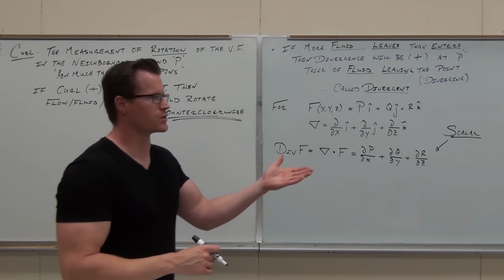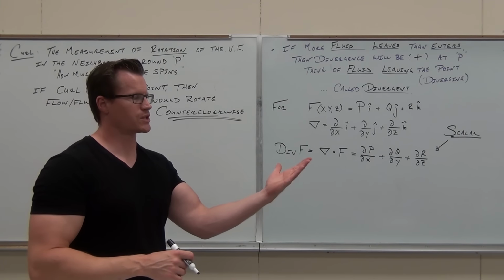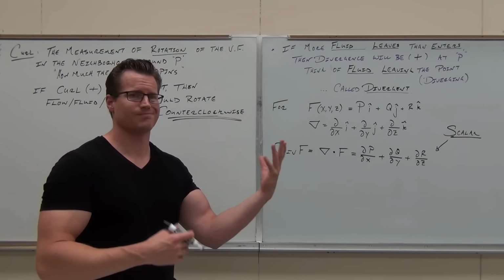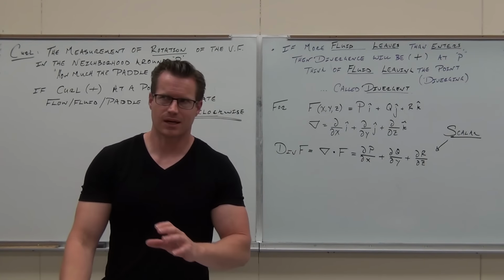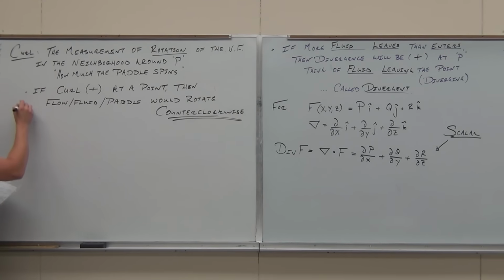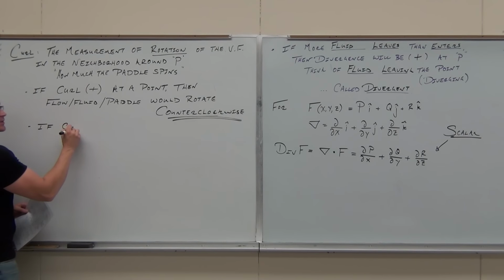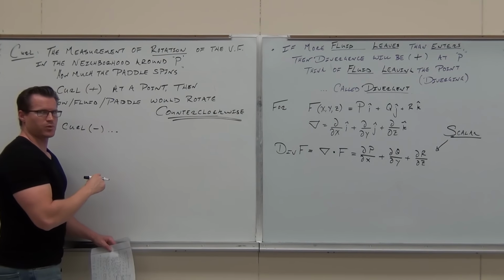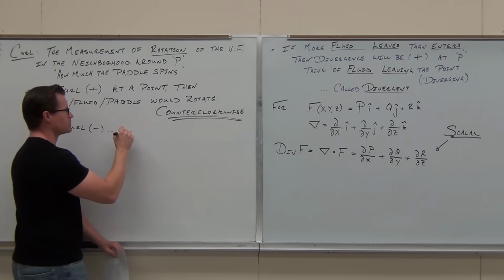Kind of like just angular motion. When we go counterclockwise, it counts for positive angular movement, or positive angular movement is counterclockwise. Same sort of idea, kind of for a slightly different reason. We'll talk about why, but let's get this down first. Hey, what would happen if curl is negative? What do you think? Clockwise. Yeah. Curl negative at a point, we get clockwise rotation.